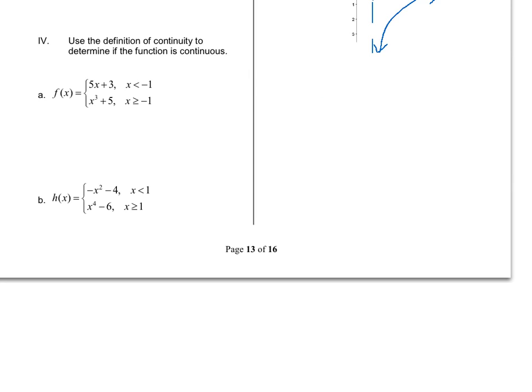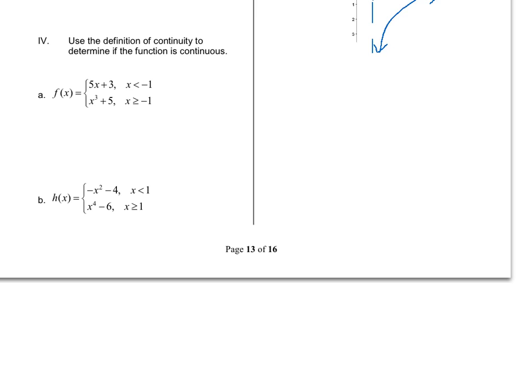Example number 4 is asking you to determine whether or not the functions are continuous based off of the definition of continuity. So remember that 3-part definition. The first thing that has to happen is the function must exist at the point in question.